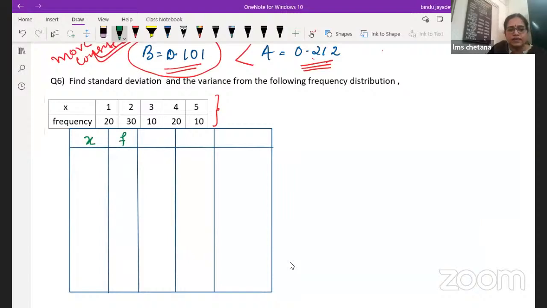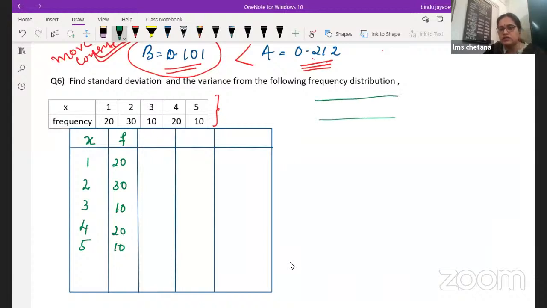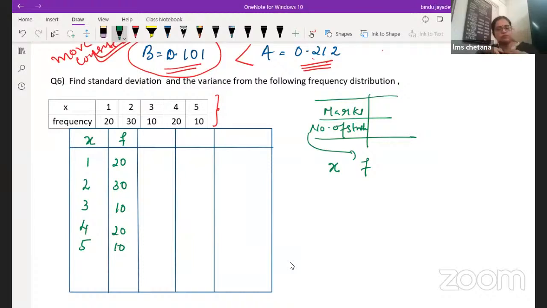Now all of you fill it. X is 1, 2, 3, 4, 5. Now frequency, that is 20, 30, 10, 20, 10. Now listen, in examination sometimes they will give you the information this way. They'll tell you marks in the first column and number of students in the second column. Then you mark marks as X, and number of students as F. Sometimes they directly provide X and F.